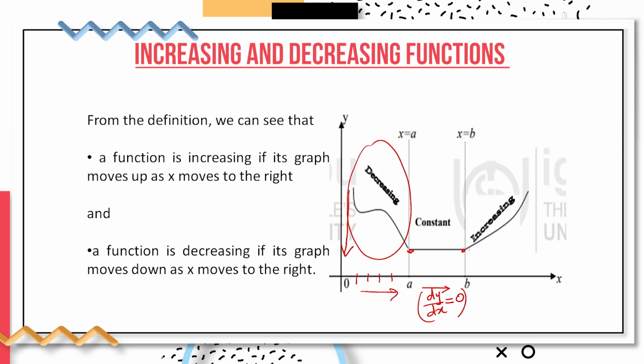In this section, the variation in y with respect to x is less than 0. Apart from this, in this section, as x is increasing, we find that y is also increasing. So, dy by dx, that is the derivative, is greater than 0. That means for increasing functions, the derivatives are greater than 0. For decreasing functions, the derivatives are less than 0, and for the constant part, the derivatives are equal to 0.